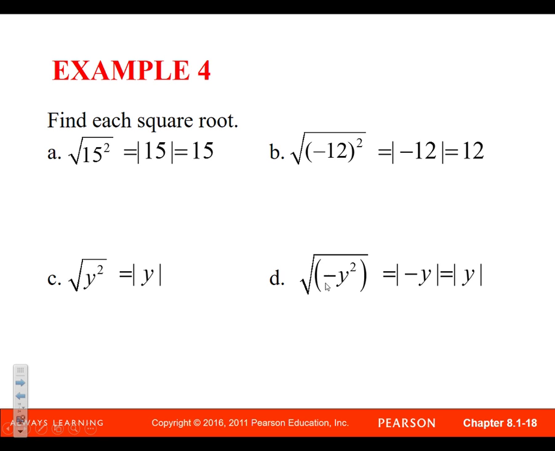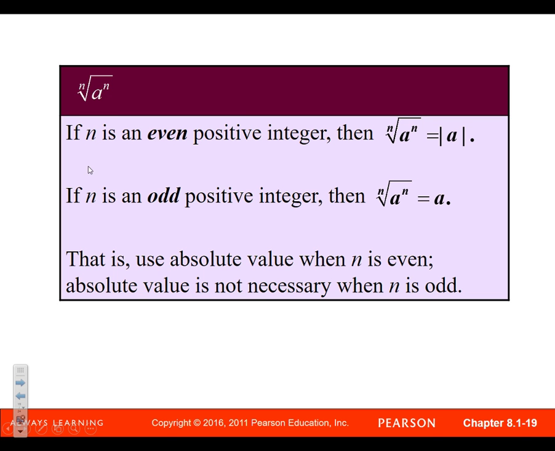And same thing over here. Even if that is a negative y, absolute value of negative y, it becomes absolute value of y, because it has to stay positive. Because even here, if we're talking about the absolute value of a negative 3, it's just 3, correct? So, again, back to this rule. If n is even, then we're going to worry about the absolute value bars. If it's an odd index, then we don't have to worry too much about it. It's simply going to be the a value, or whatever root you get.